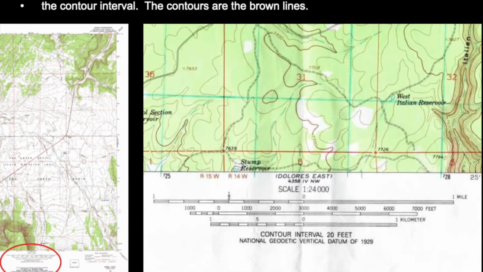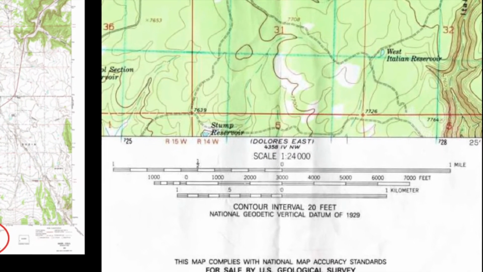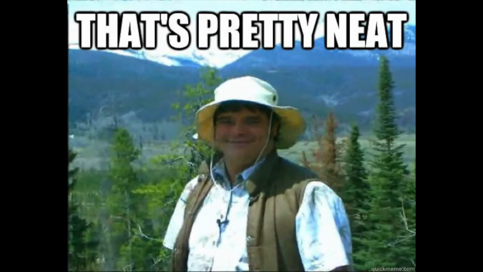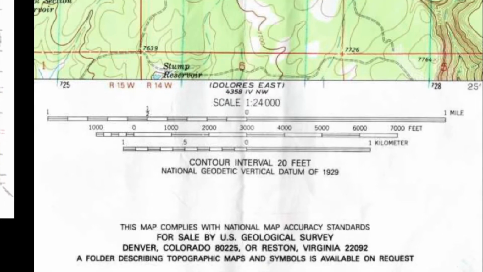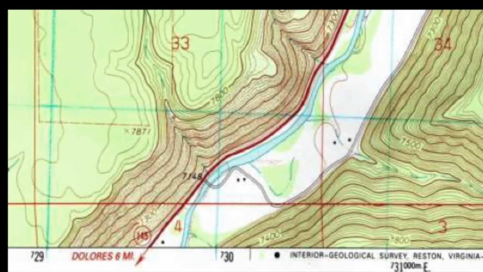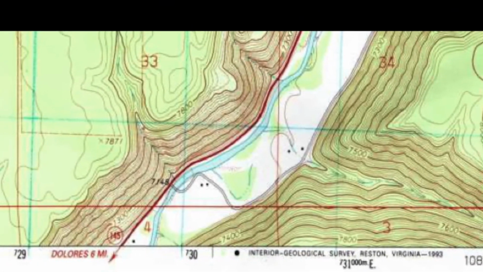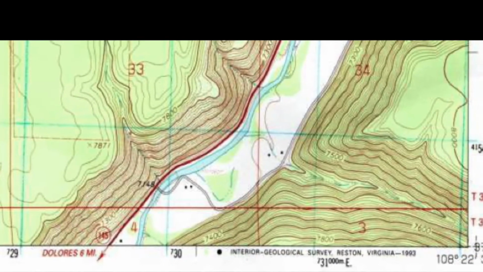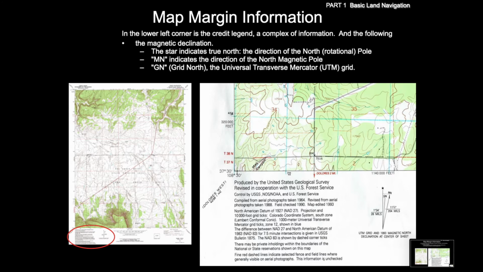And it also gives you the contour interval. The contours are the brown lines. This will give you basically how steep each line is on the map. So showing circular rings for a hill, let's say, it's showing you how many meters or feet are in between each line, so you can get an idea of how steep that terrain is mathematically. In the lower left-hand corner is the credit legend, a complex of information, including the following.